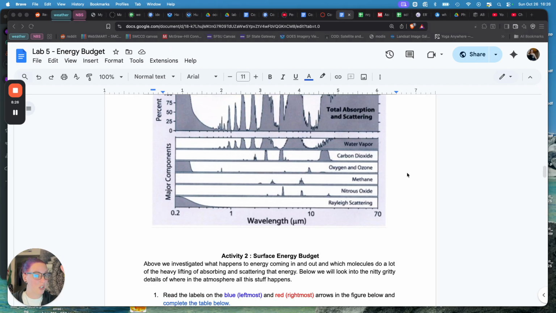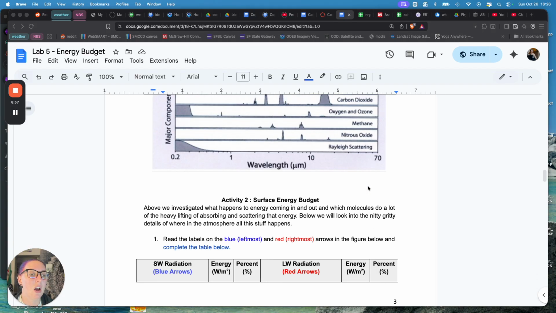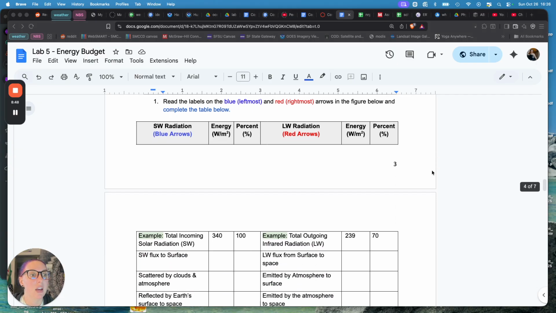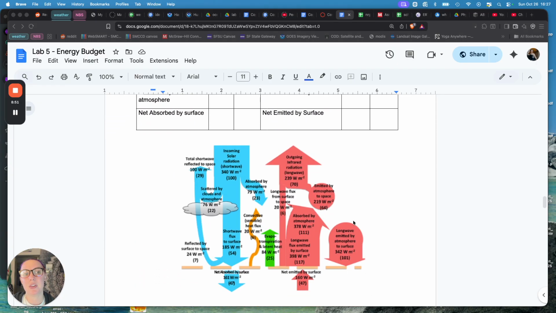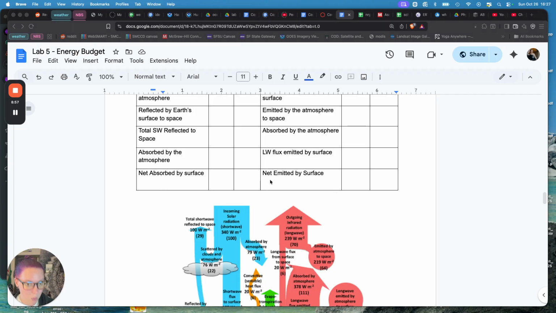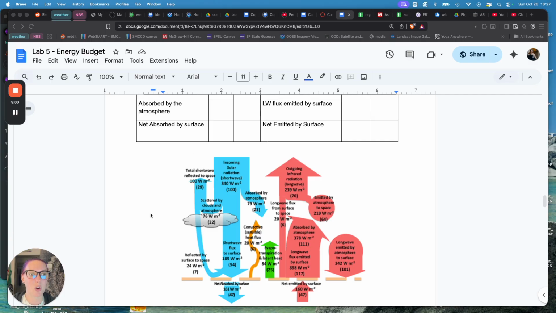Again, this is very general, just what's coming in and leaving, and the gases or scattering regimes that are responsible for what's not actually making it all the way through the atmosphere. Then our next activity is looking through the surface energy budget. We're going to look in further detail at what exactly is occurring with what's incoming and outgoing, with another table you're going to fill in from this graphic underneath. In this table, every row has words in it, and those words correspond with an arrow in this graphic.